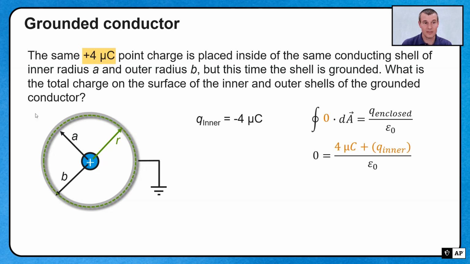On the flip side, the outside surface is grounded. That means this whole system should become electrically neutral. So the outer surface is going to have 0 microcoulombs of charge on it.